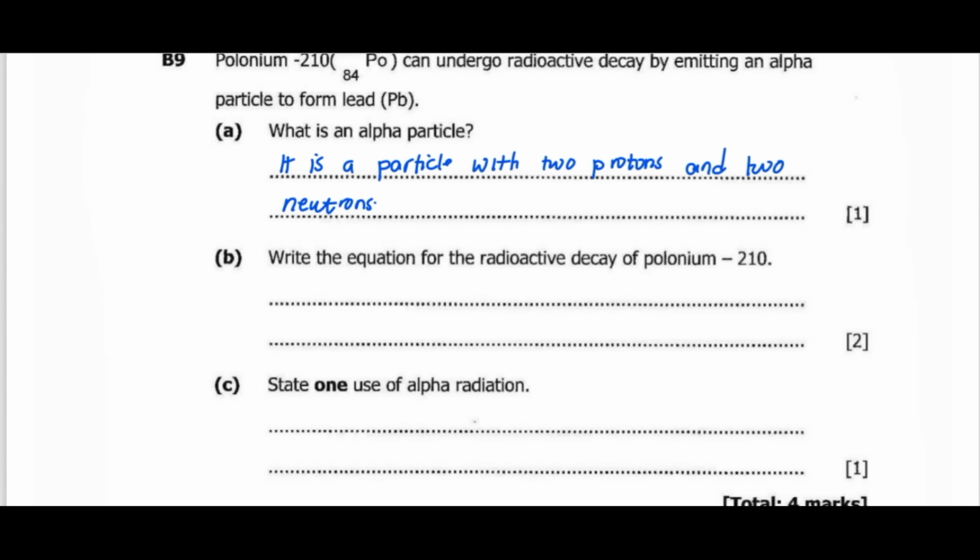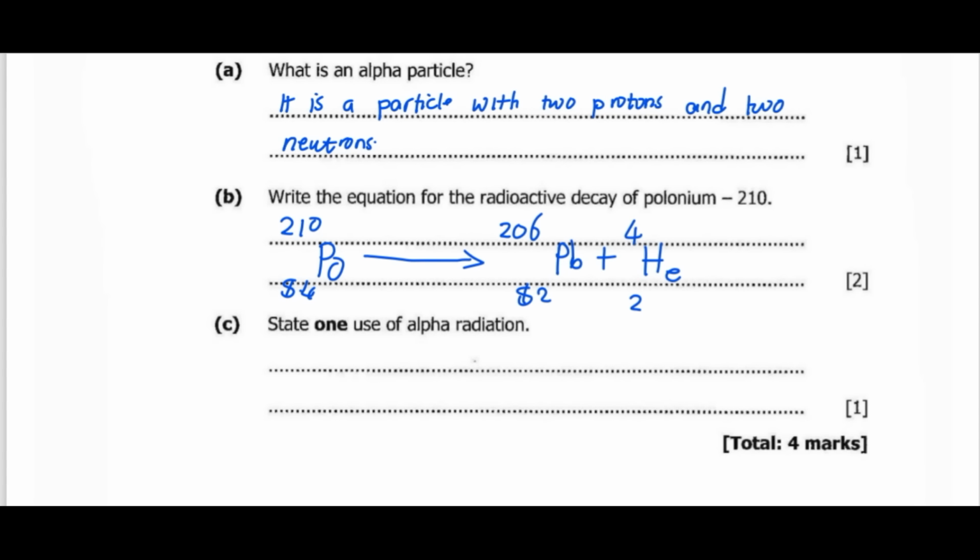Then write the equation for the radioactive decay. So we have Po 210 with atomic number 84. Under alpha decay, the mass number will reduce by 4 units, so 210 minus 4 will give us 206. 84 minus 2 will give us 82. Then we have been given the daughter nuclide, plus the alpha particle. State one use of alpha radiation: to treat cancer cells.